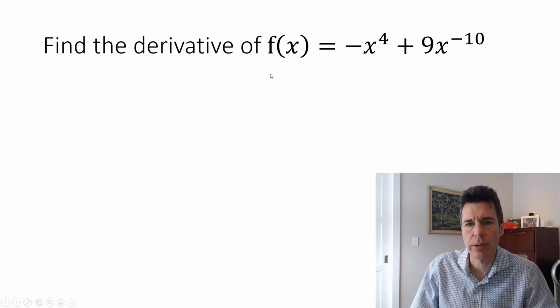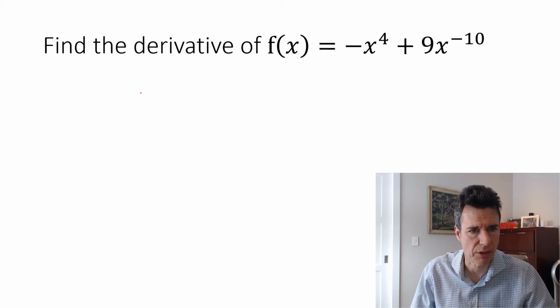In this video, I'm going to take the derivative of f of x equals negative x to the fourth plus 9x to the minus 10. To do this, we are going to use a bunch of properties of differentiation. So let me write out those properties just so we have them.